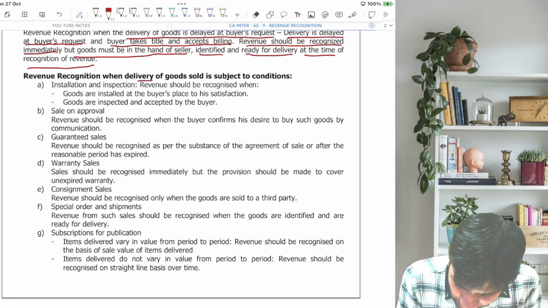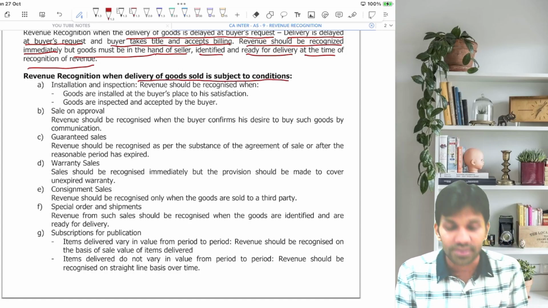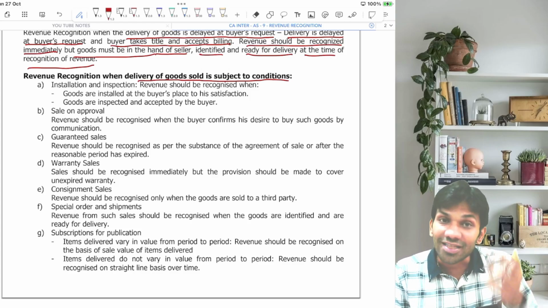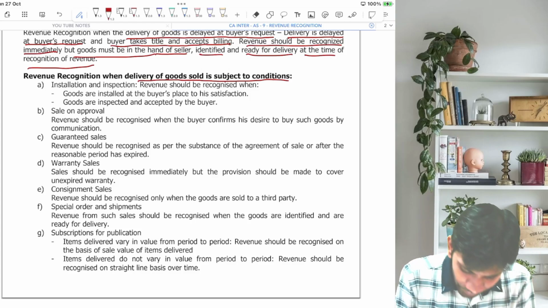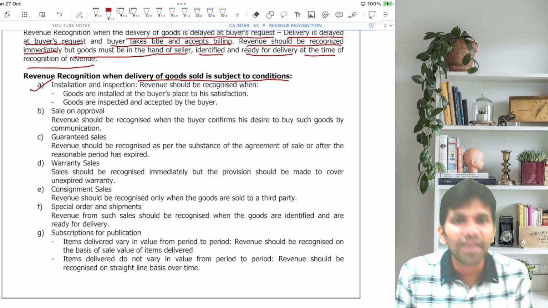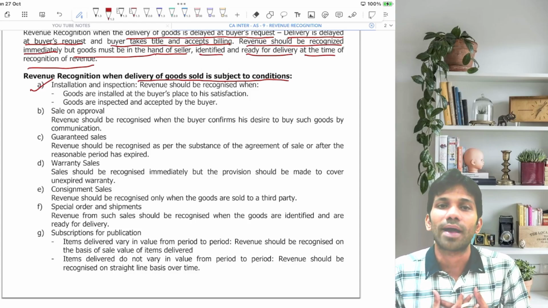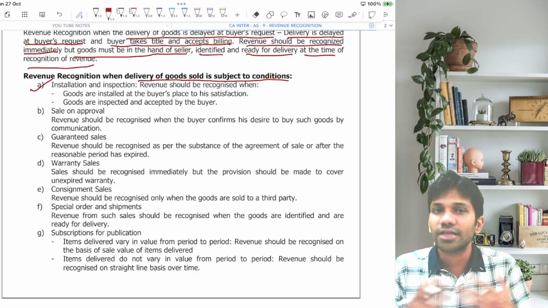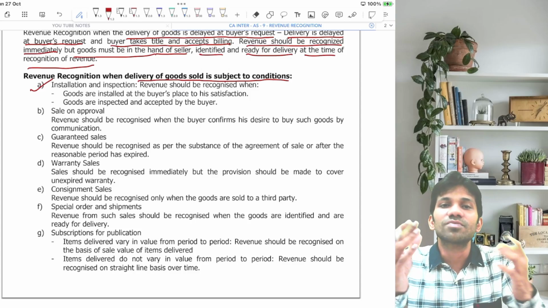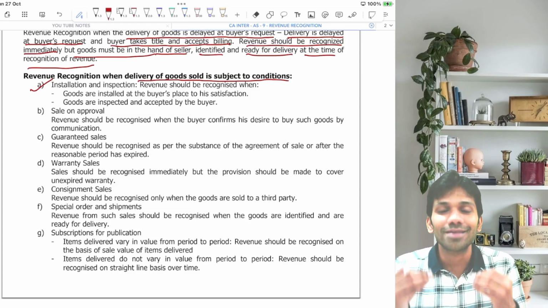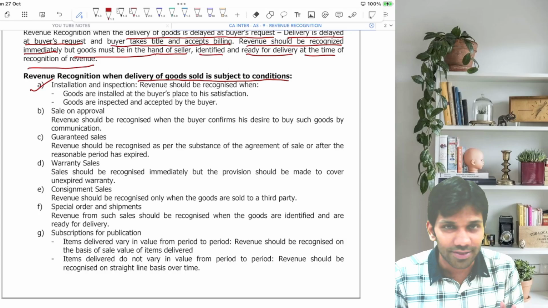Revenue recognition when delivery of goods sold is subject to conditions. Now, whenever we sell goods, there are certain conditions involved. So in such conditions, when to recognize revenue? Point number 1, installation and inspection. Just think normally. Suppose, let's assume I am Vijay Sales. Vijay Sales deals in electronics. Suppose you guys purchase an air conditioner. So when should I recognize revenue from the sale of the air conditioner?